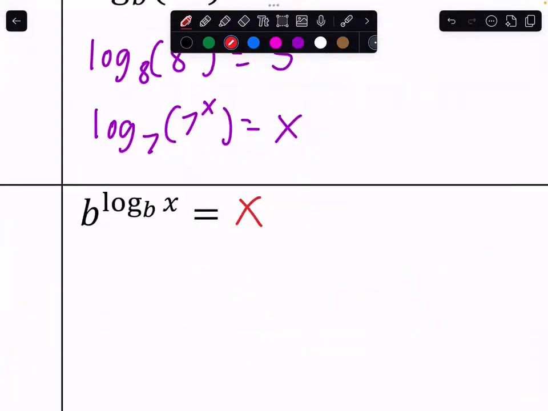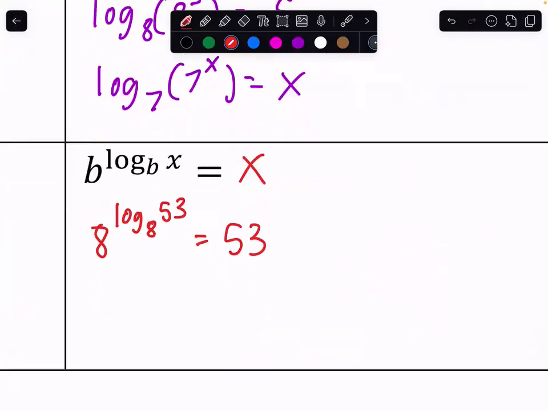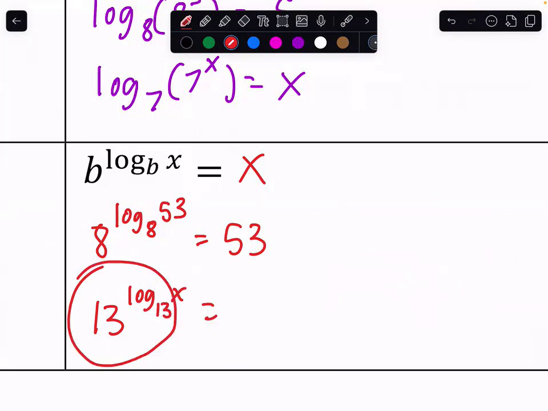To do some more specific examples, if you had 8 to the power of log base 8 of 53, the 8 log 8 part cancels out, leaving just the 53 behind. Or 13 to the power of log base 13 of x. The 13 to the power of log 13 would cancel out, leaving just the x behind.